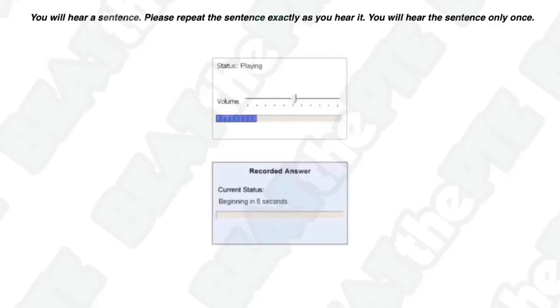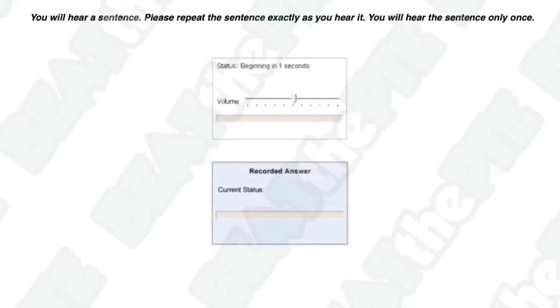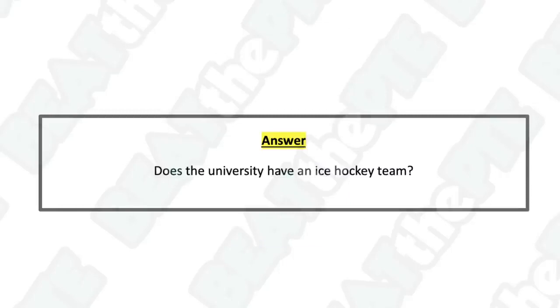In the past, people ate very different food. Does the university have a nice hockey team?